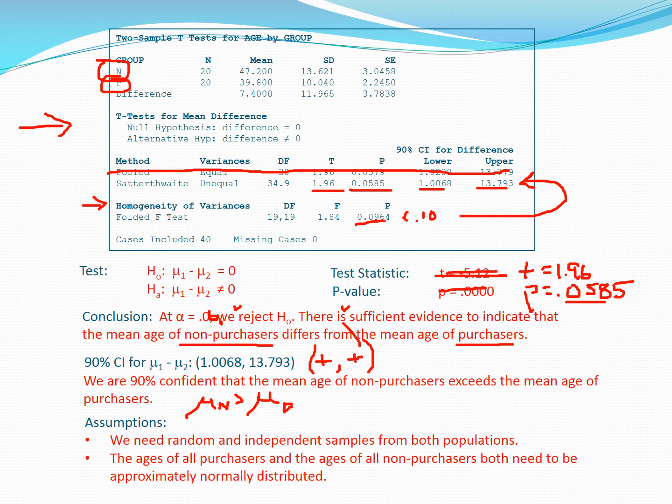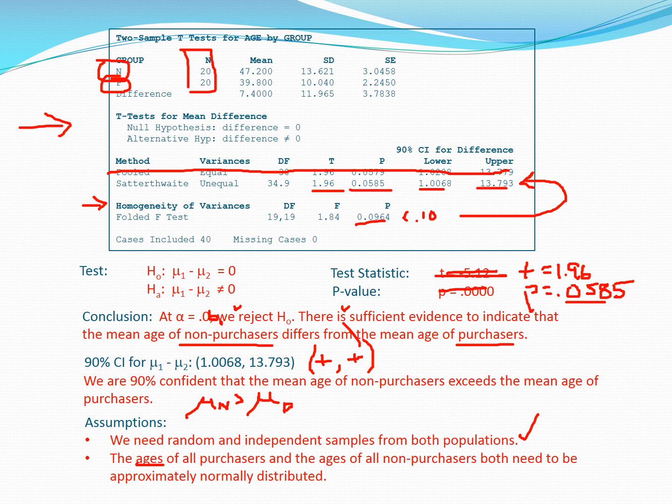Okay, let's see how I did that. We need random and independent samples. Because of small sample sizes, we need both populations to be approximately normal. Now, what does that mean? We need, what are we working with here? We need the ages. That's what we're actually sampling. We're asking people how old they are. Do you buy Crest? Oh, you're a non-purchaser. How old are you? Oh, you over there, you buy Crest? How old are you? So the ages of all purchasers and the ages of all non-purchasers both need to be approximately normally distributed.